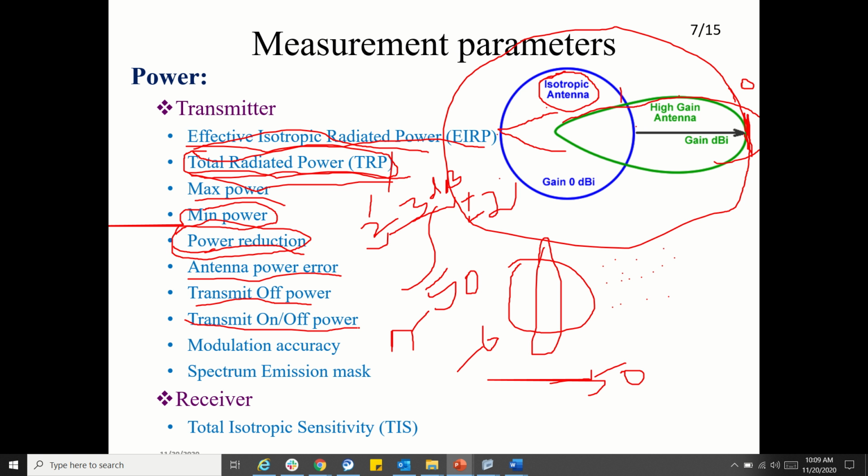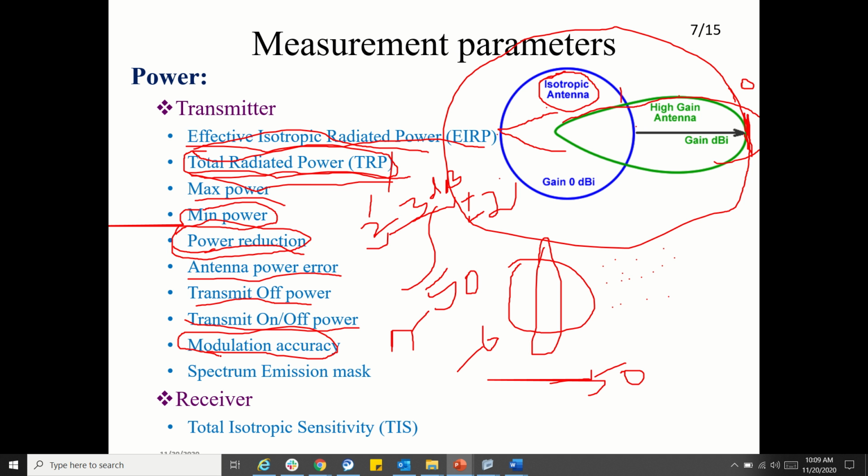So on and off, there will be a certain power level that it should meet. Okay, next is modulation accuracy. That's where I think this comes under modulation.